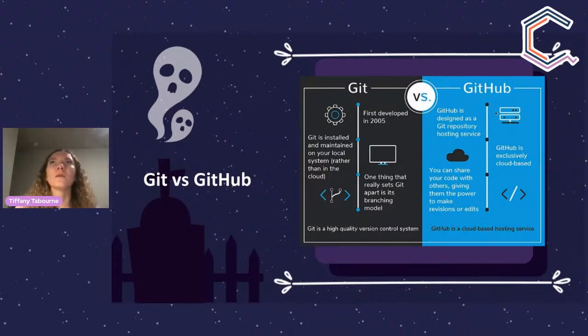And then comparing that to GitHub, it's hosting these repositories and projects on the cloud. And you can share your code with others and make revisions or edits to other people's code or a shared project. So let's say you have an assignment for class and there's 4 people working on the same project. GitHub would be a really useful tool to be able to share the same project and make edits to it together.